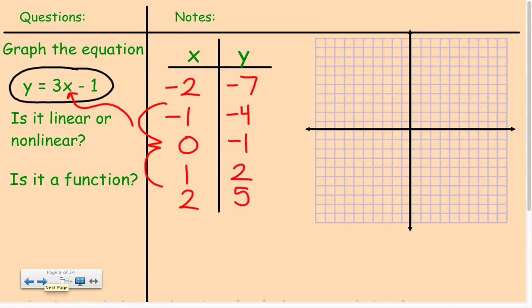So the first coordinate point is -2, -7. So go over left 2, down 1, 2, 3, 4, 5, 6, 7. -1, -4. 0, -1. 1, 2, and 2, 5. So you'll notice that these red dots make a straight line. So it is linear, and it is a function.